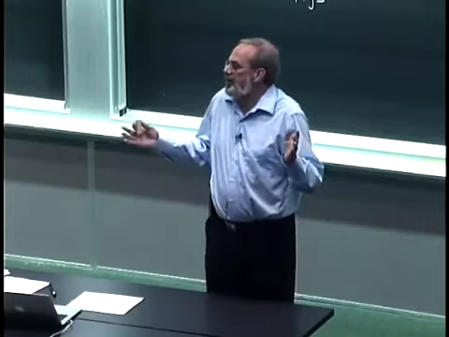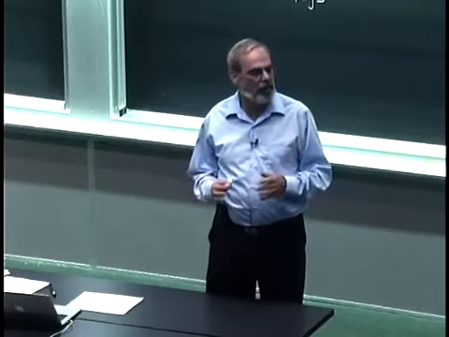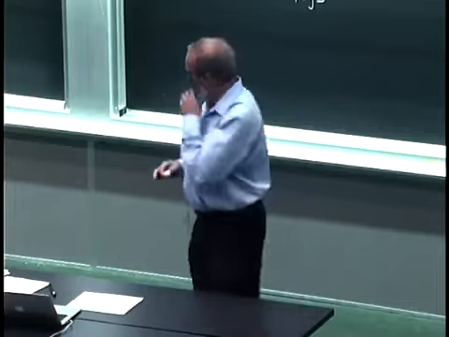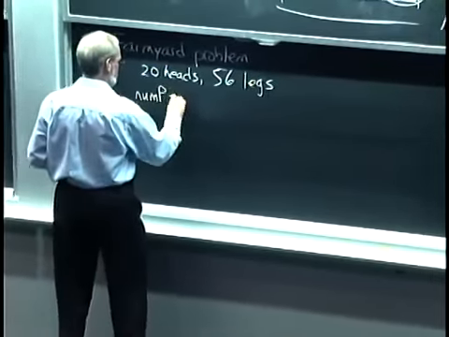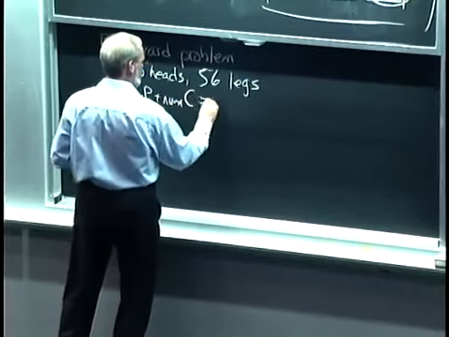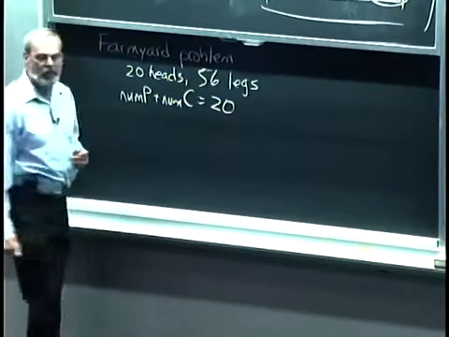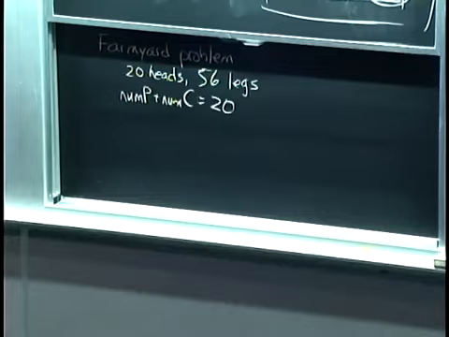So you know how to solve this. This is a 5th grade problem, right? What's the way to solve this? System of linear equations. What are the equations here? Well, I could say the number of pigs plus the number of chickens equals 20, right? Because I got 20 heads.